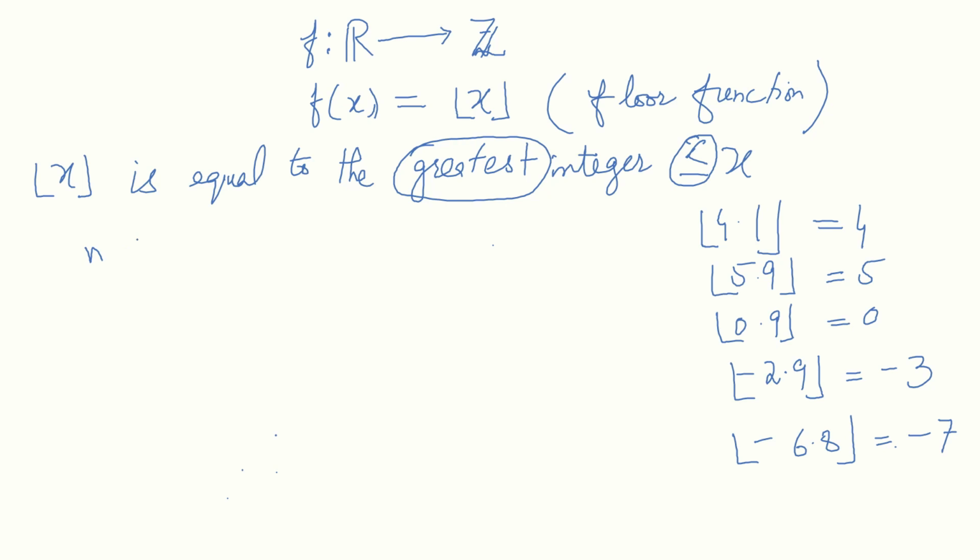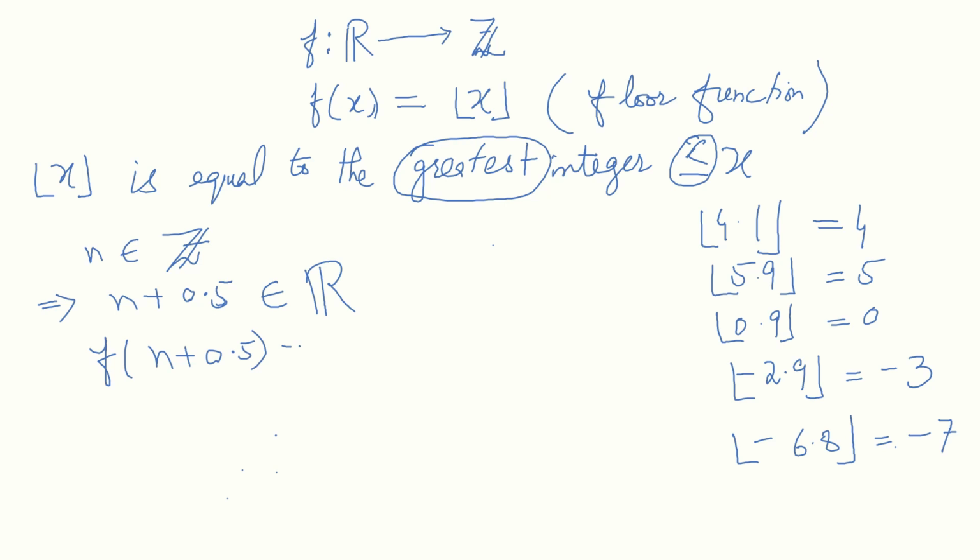Suppose an element n belongs to the set of integers. This implies that n plus 0.5 belongs to the set of real numbers, the domain, and f of n plus 0.5 is equal to the floor of n plus 0.5. This is equal to the greatest integer which is less than or equal to this number. The greatest integer less than or equal to n plus 0.5 is n. It means that for each element n in the codomain, there is a corresponding element in the domain such that f of n plus 0.5 is equal to n. So each element of the codomain has an inverse image. The range is equal to the codomain. f is an onto function.